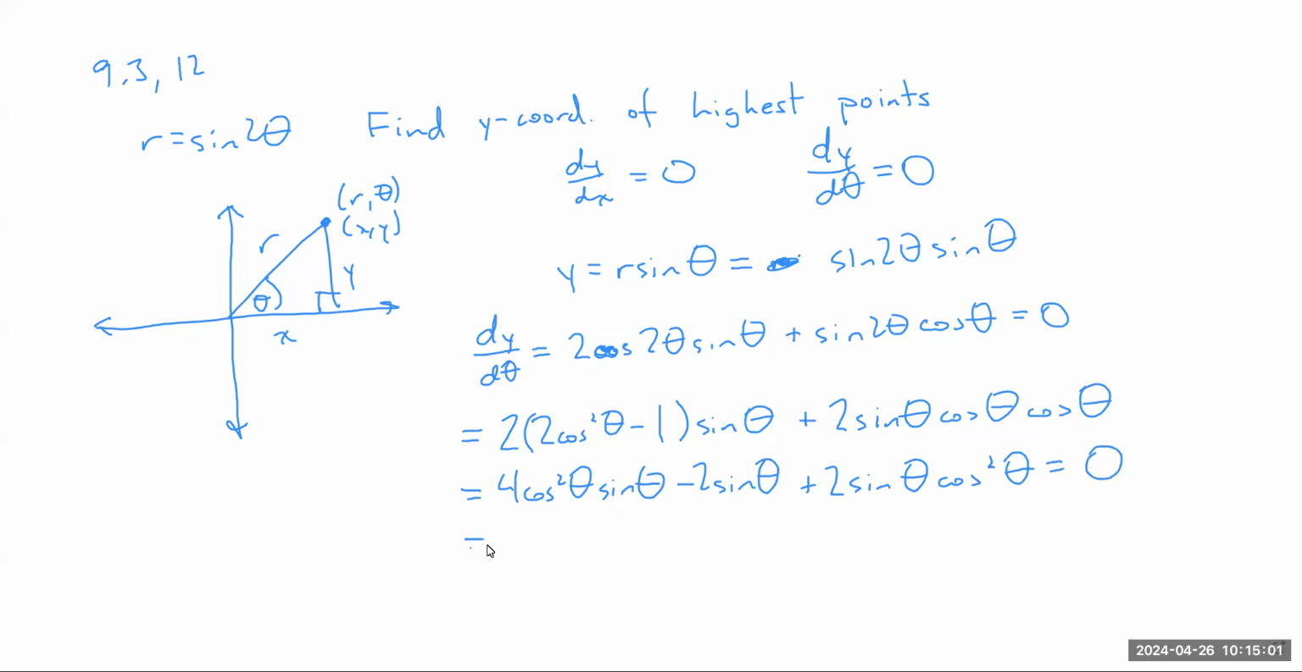I guess some stuff that combines, right? So 6 sine theta cosine squared theta minus 2 sine theta equals 0. Let me pause there for a second. Any questions on anything that's gone on so far?